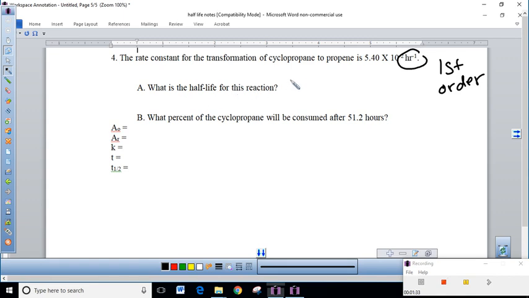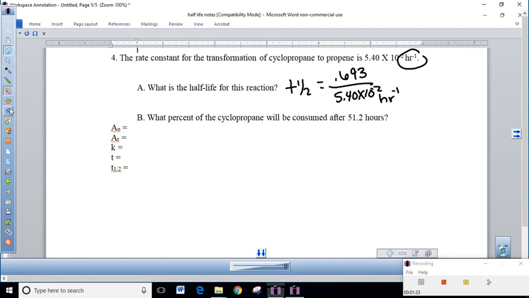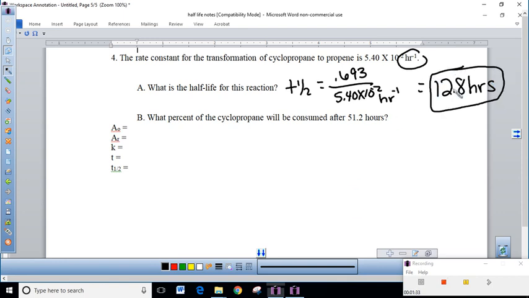Well, it's first order, so to find the half-life, it's T1/2 equals 0.693 divided by my rate constant, which is 5.4 times 10 to the negative second hours to the negative 1. And we are going to find the answer to this to be 12.8 hours. So it's either 128 hours or 12.8 hours. I can't see if I wrote that dot or not. So I think 12.8 hours would make sense.